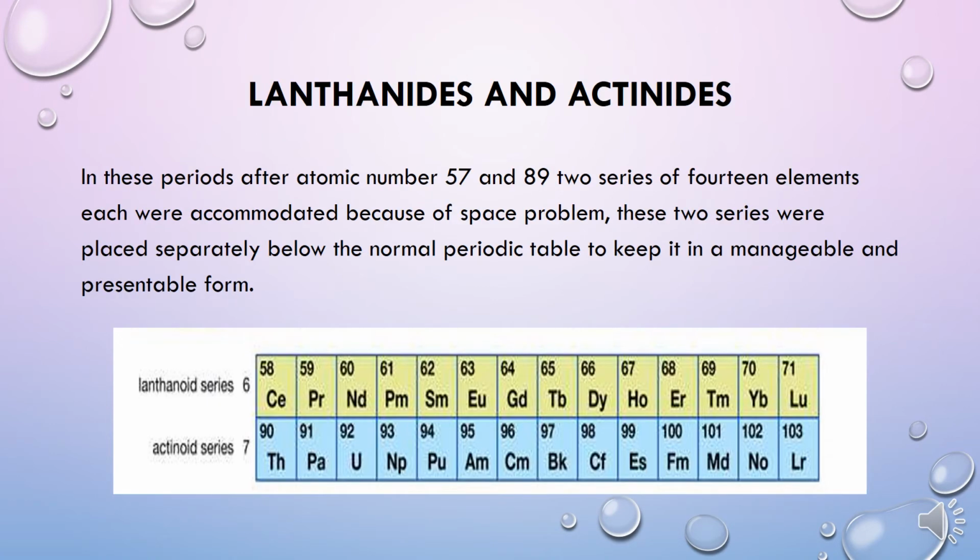What are lanthanides and actinides? In the periods after atomic number 57 and 89, 2 series of 14 elements were accommodated. Because of space problems, these 2 series were placed separately below the normal periodic table to keep it manageable and presentable. Since the 2 series start after lanthanum Z57 and actinium Z89, these 2 series of elements are named as lanthanides and actinides.